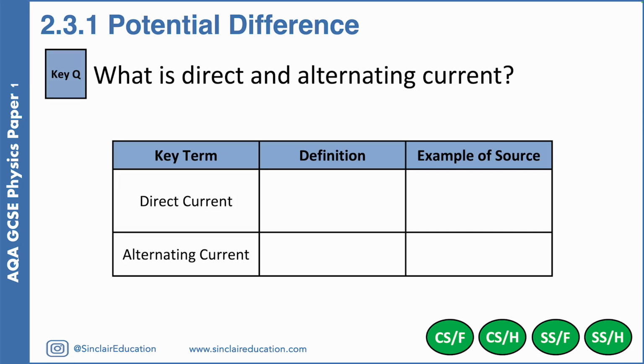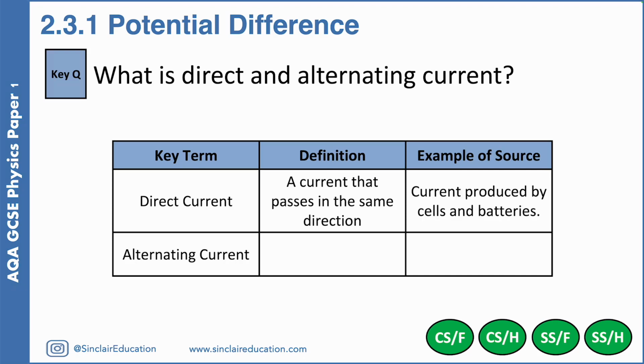Direct current is kind of hard to write as a definition, but direct current is a current that moves in the same direction, and this comes from cells and batteries. Alternating current is a current that is changing direction. And this is what we have in our national grid.